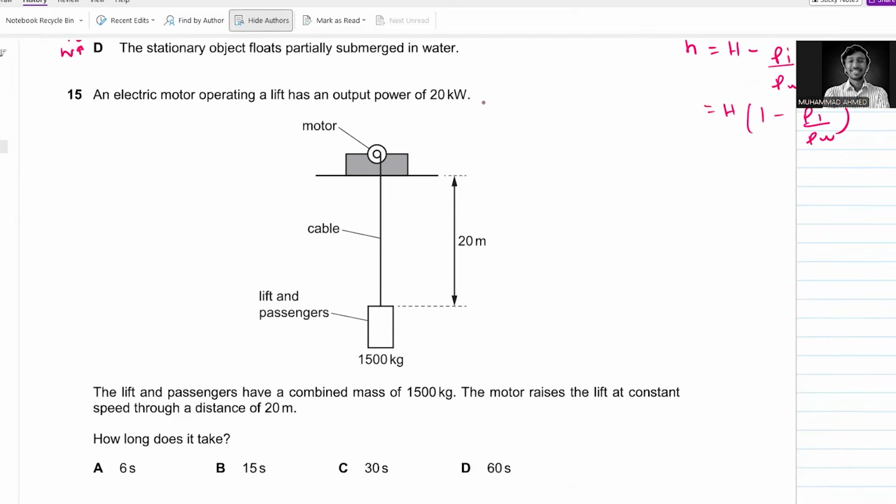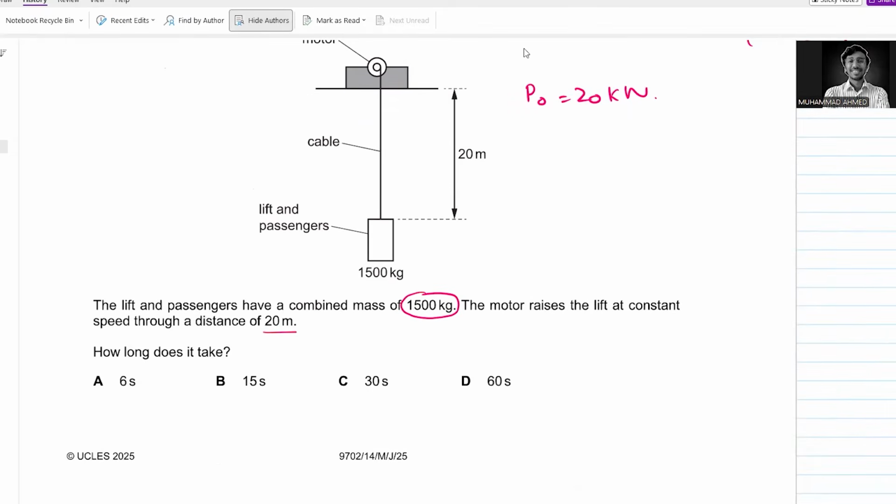An electric motor operates a lift with an output power of 20 kilowatts. Output power beta क्या हो गई? 20 kilowatts. Okay. The lift and passengers have a combined mass of this. The motor raises the lift at a constant speed through a distance of 20 meters. How long does it take? Okay. So what is the formula of power? Power output is equal to energy output divided by time. Power output क्या है? 20 into 10 raised to the power of 3. Energy output क्या है? mgh. That is the gravitational potential energy divided by time.